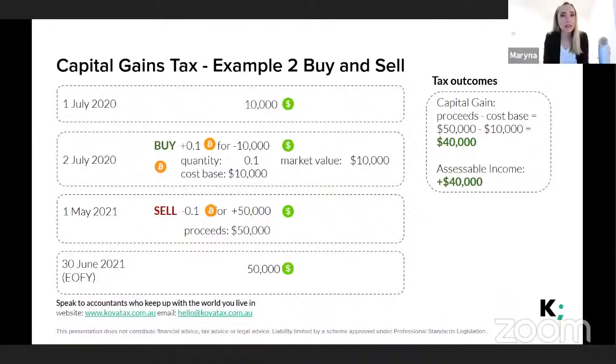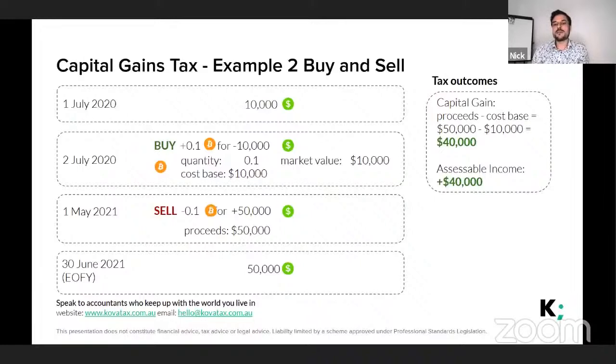Any discount, Nick? Yeah, in this example, I'm sure a lot of people are familiar with something called the 50% CGT discount. This applies for all investments that are capital assets, and that applies to cryptocurrency as well. So if Joe, in this example, didn't hold for 12 months, he sold before 12 months was up. If he had held that 0.1 Bitcoin for a period of 12 months and then disposed, his capital gain would have been cut in half.